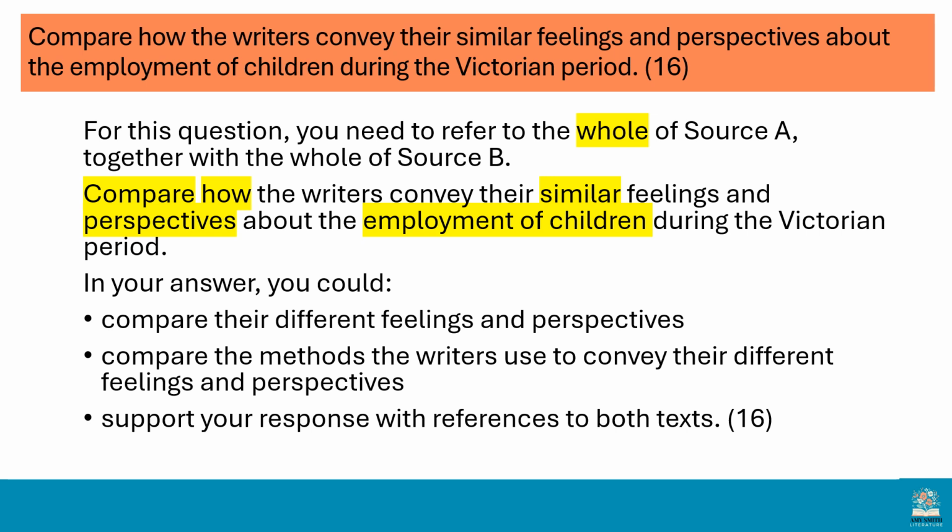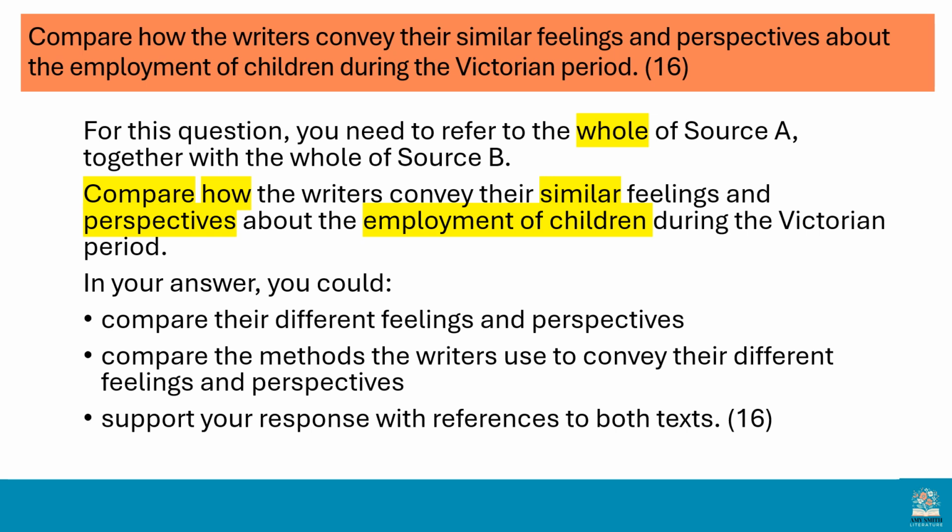Then it says compare. So compare is showing links between the sources. So look at the question carefully to see if it's similarities or differences, but essentially we're trying to link those sources together. It says compare how. Now how tells us that the examiner wants you to analyse the language. So what methods, what words, what language devices have the writers chosen and why have they chosen to use that?